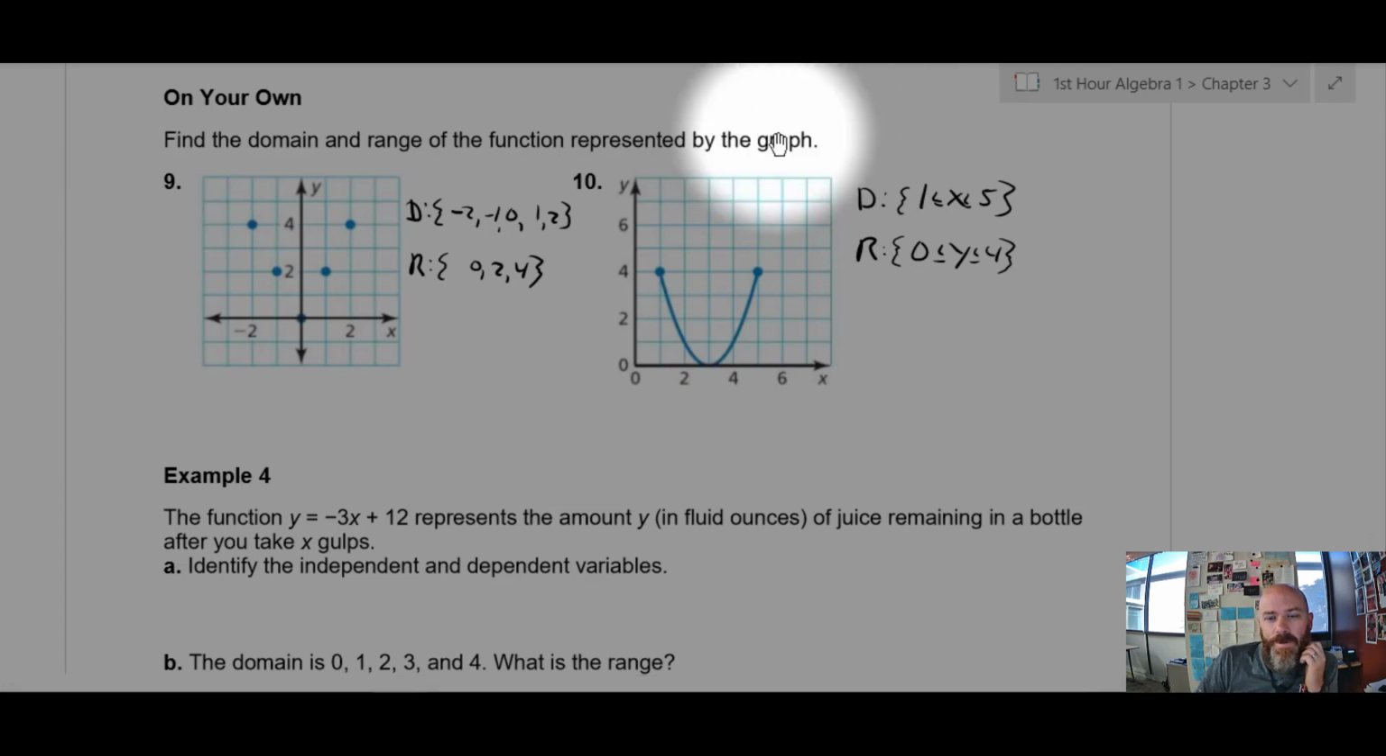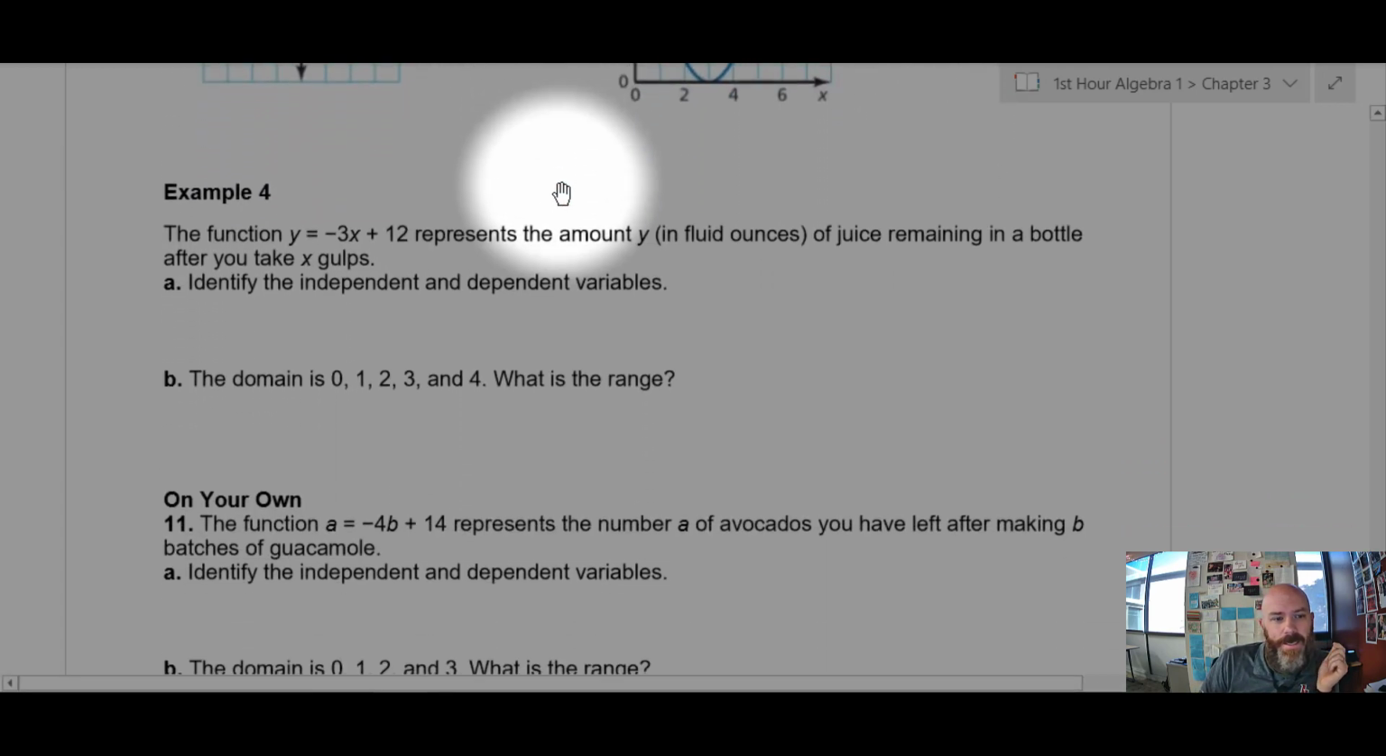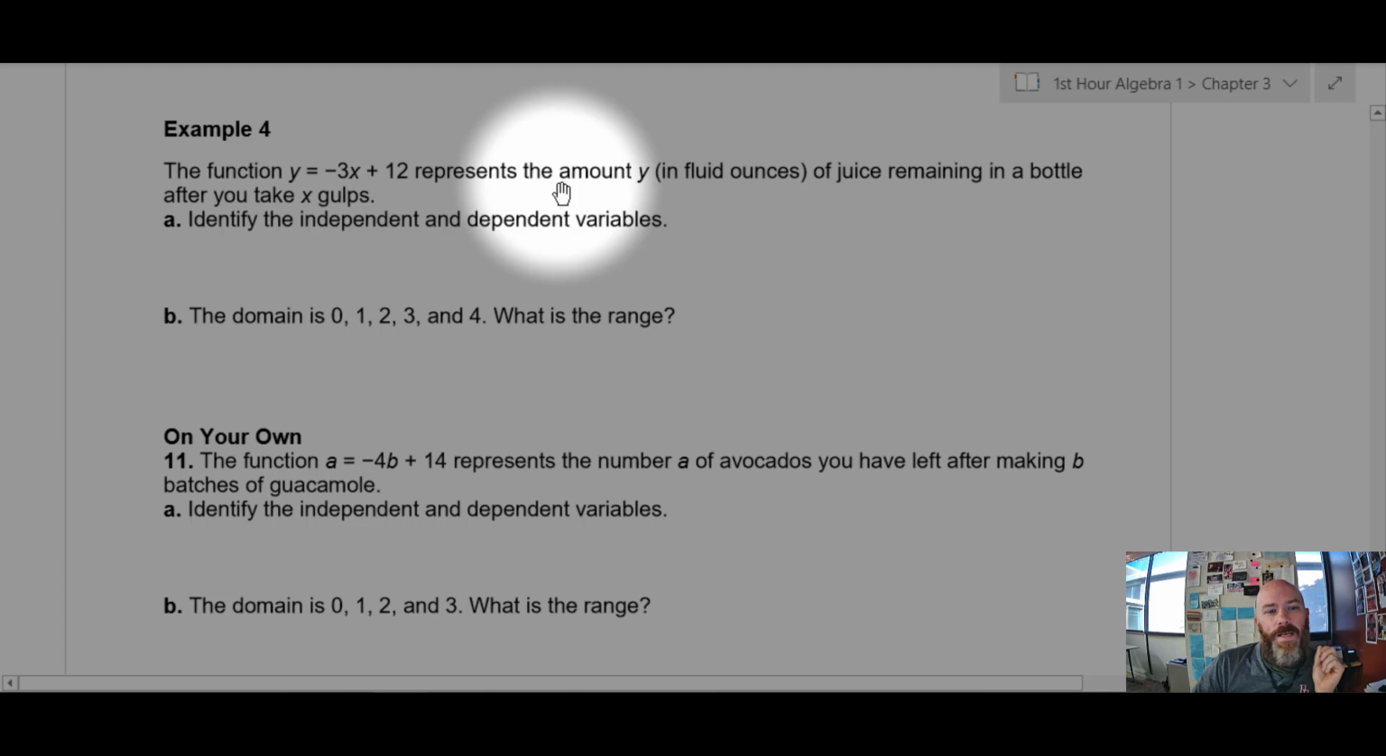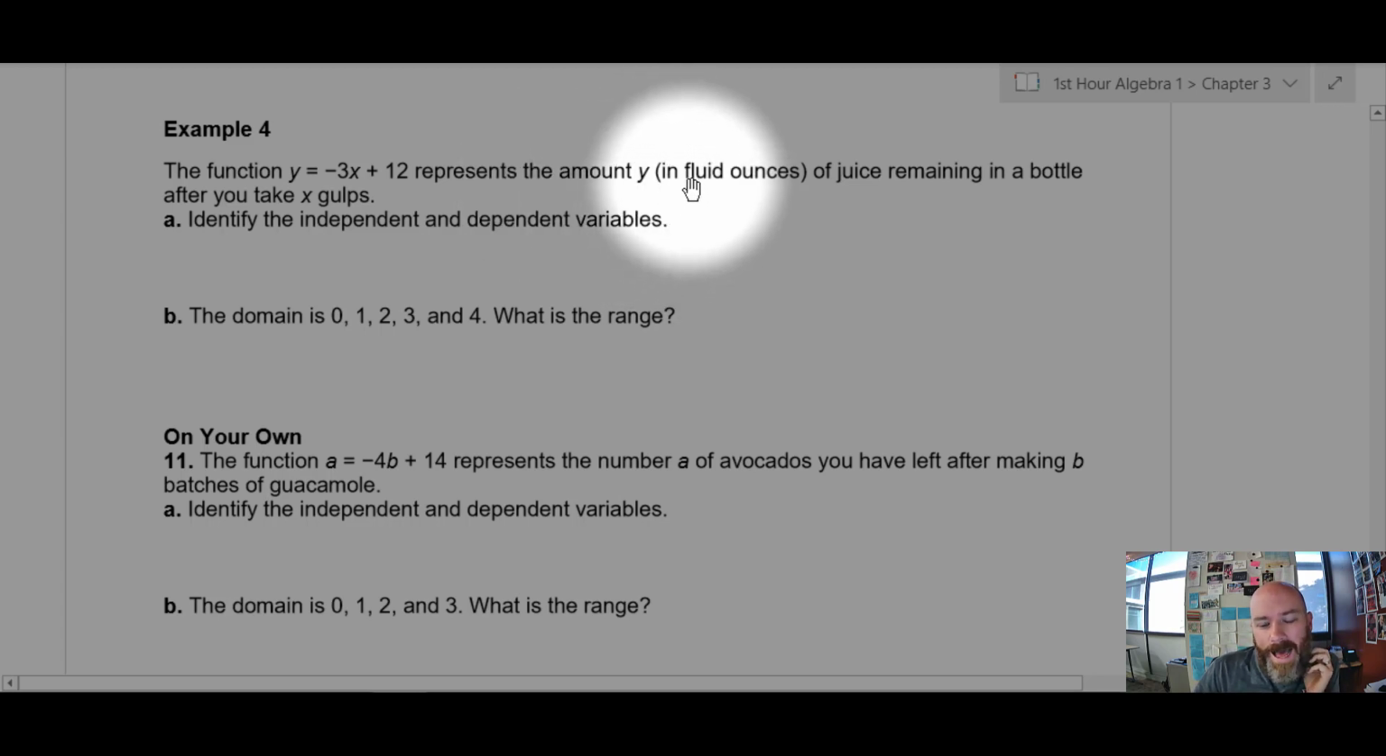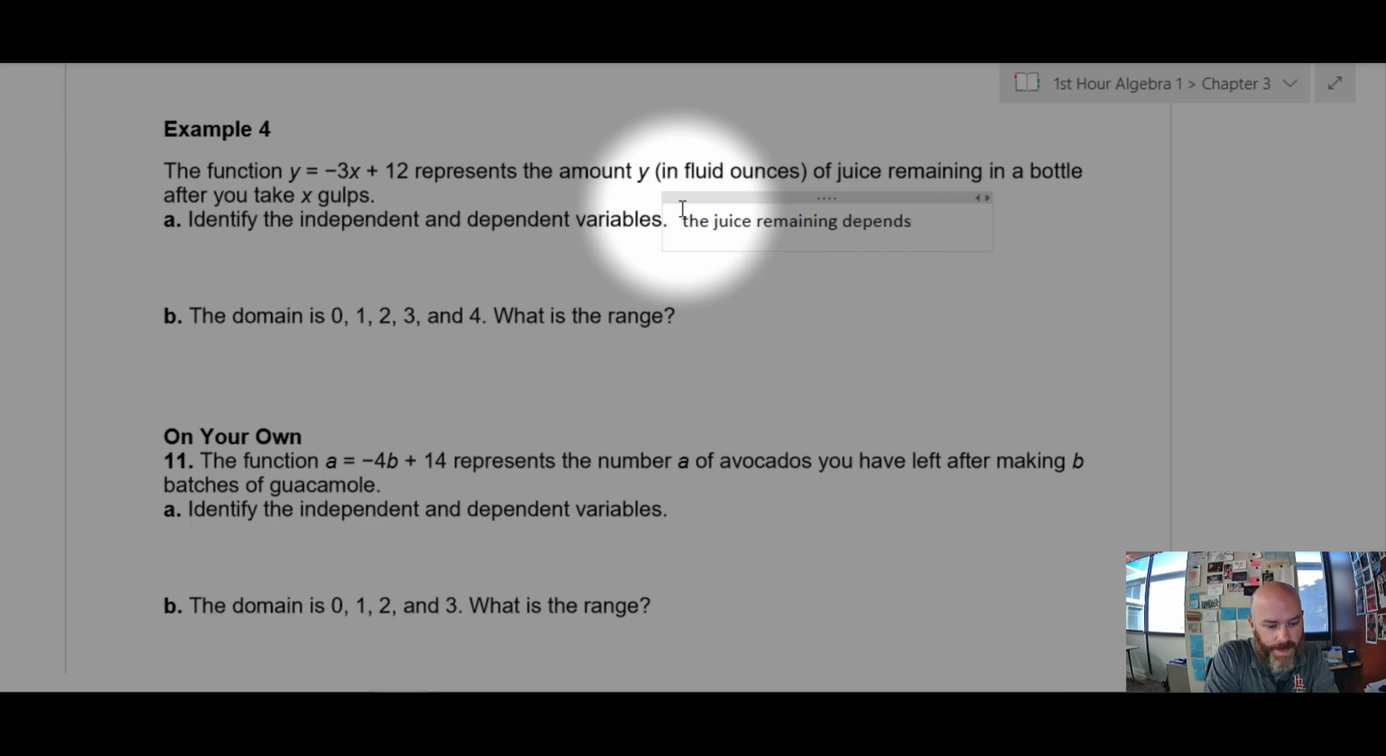Okay, I'm going to do this last example. I'm not going to do that on your own, but I'm just going to do this last example. It says the function y equals -3x plus 12 represents the amount y in fluid ounces of juice remaining in a bottle after you take x gulps. So what happens here is the juice remaining depends on the number of gulps taken.